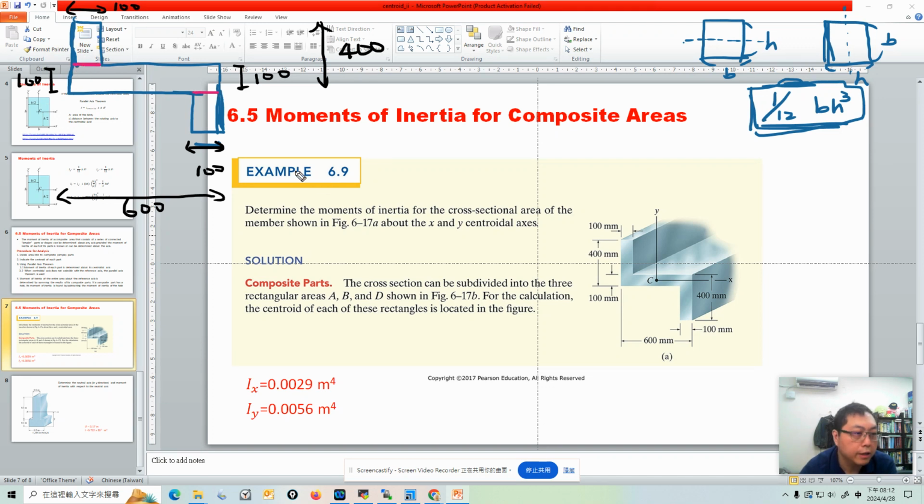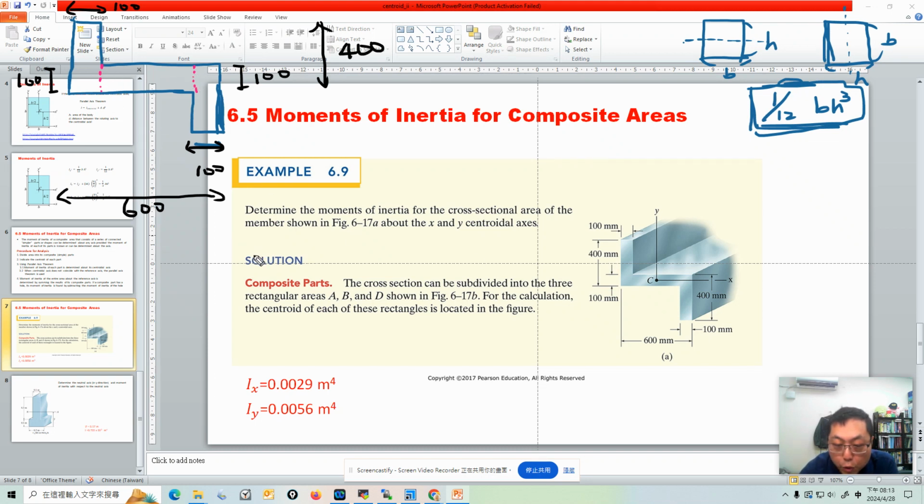This is from the textbook. The textbook cuts in this fashion and calculates the moment of inertia with respect to x and y. But I intentionally cut in this fashion. I just want to show you, no matter what fashion you choose, whether I cut this way or that way in the textbook, you will get the same answers.